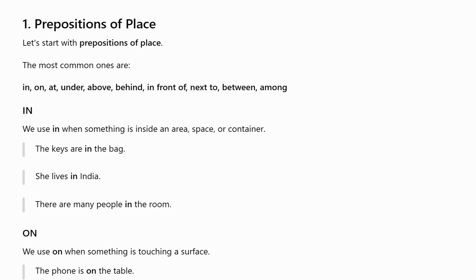Prepositions of place. Let's start with prepositions of place. The most common ones are in, on, at, under, above, behind, in front of, next to, between, among. In. We use in when something is inside an area, space, or container. The keys are in the bag. She lives in India. There are many people in the room.